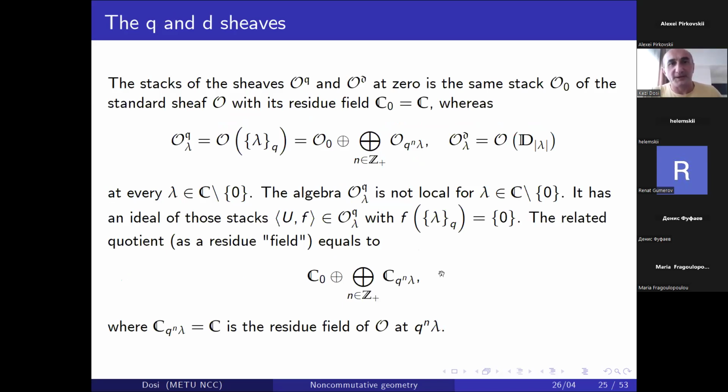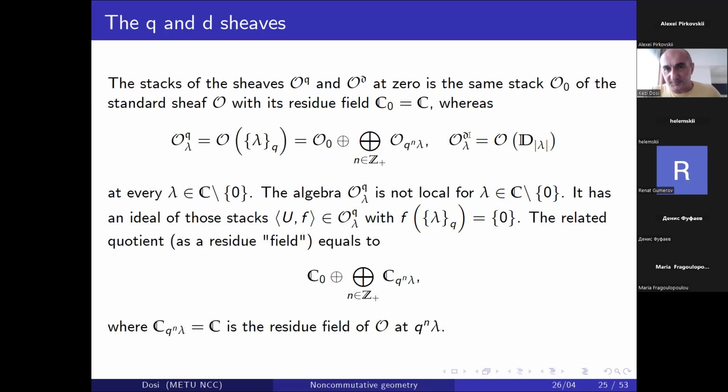Look at what's happening here. If you look at the stalks of the sheaves OQ and OD, both at 0, they are the same, because the neighborhood filter base at 0 is the same. So we have the same stalk and the same residue field. But if you look at a non-zero point, its stalk is just the algebra of holomorphic functions on this compact set, the algebra of stalks on this compact set, q-hall of lambda. So it can be decomposed like that: O0 plus all the rest. They are stalks of the standard sheaf at single points here, q and lambda.